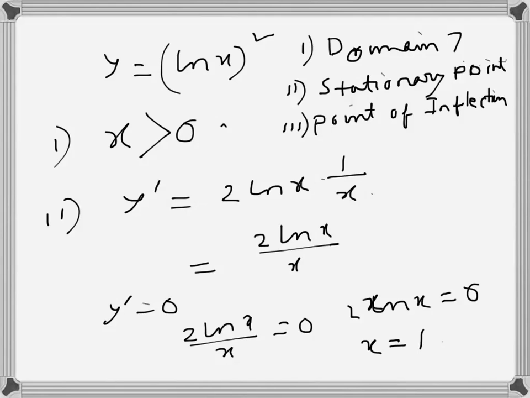That's the x of the stationary point, and y will be ln of 1 square, so that's 0. So the stationary point is (1, 0). Now we need to see what is the nature of this stationary point, whether maxima or minima. So let's find the second derivative.